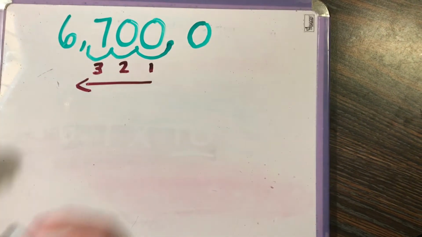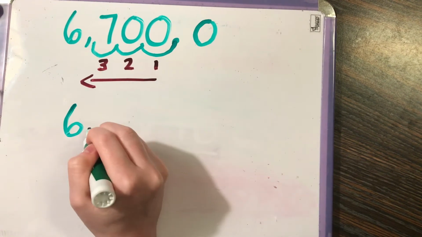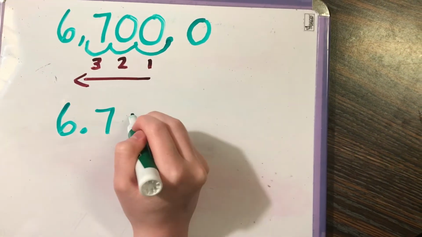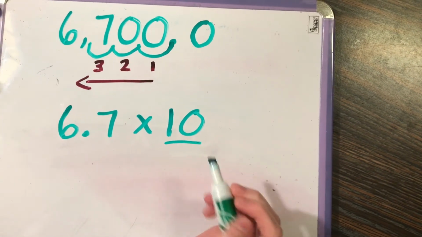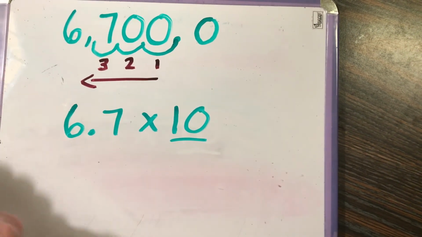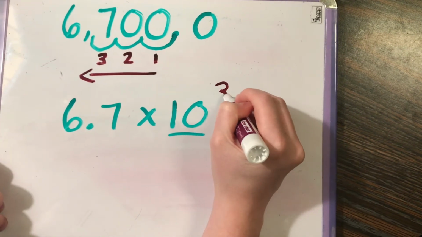So now we have the number 6.7, and it's going to be multiplied by 10. Remember, your base is always 10, and it's going to be to a positive exponent of 3.